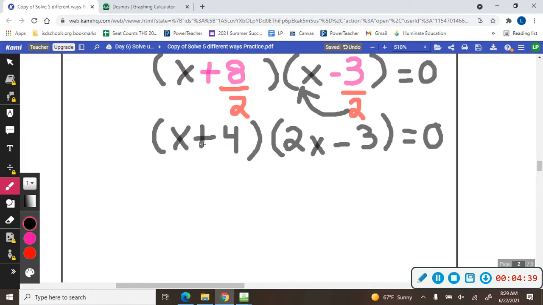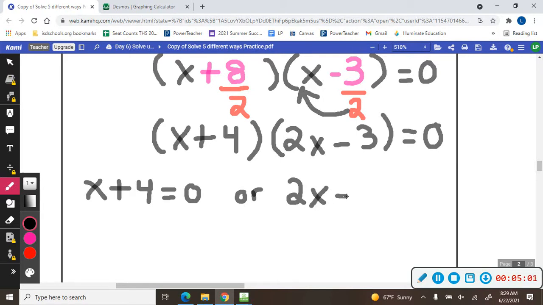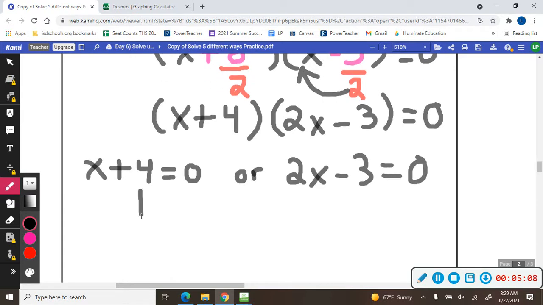From there, to multiply and get 0 by the 0 product property, either x plus 4 equals 0, or 2x minus 3 equals 0. This one's easy to solve. What number plus 4 is 0? That'd be negative 4.